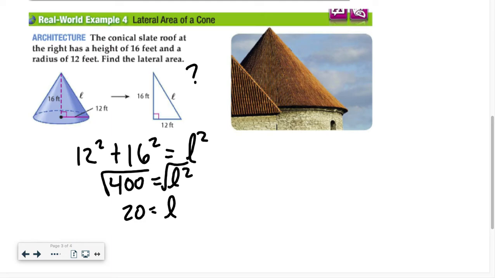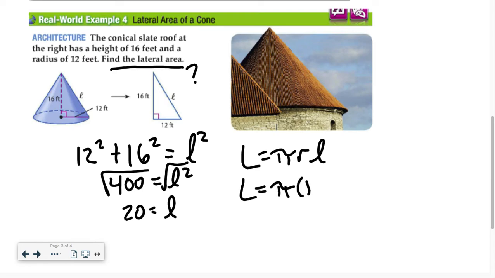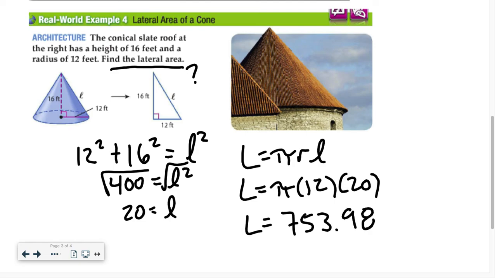Right? So let's just find lateral area. Lateral area is pi times radius times slant height. Pi, radius 12, slant height 20, and you should get a lateral area of 753.98 feet squared. Right.